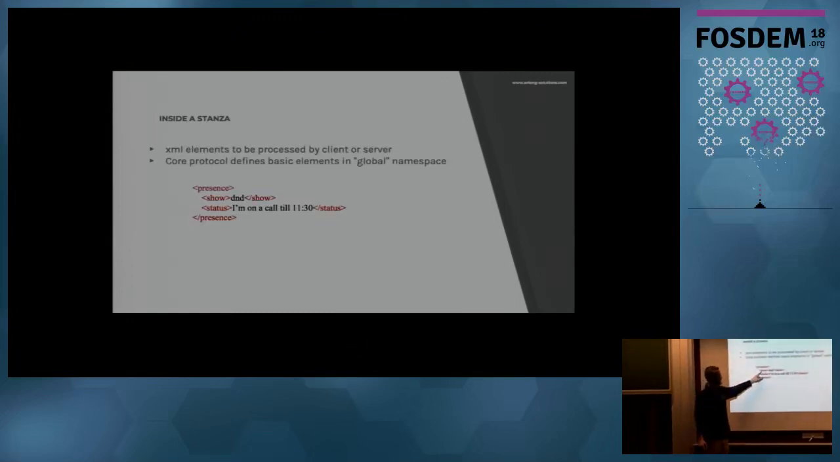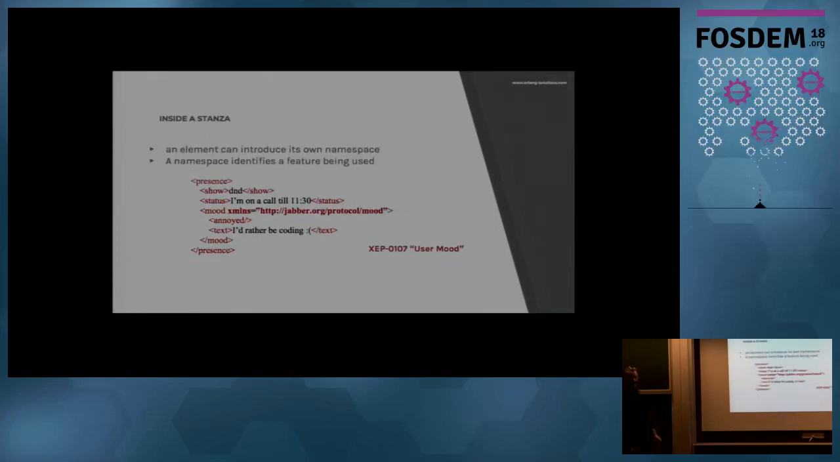There can be more. For example, this stands for do not disturb. This is some short comment: I'm on a call. So if your instant messaging client receives something like this, it will probably show you a little stop sign, like do not disturb, and this line underneath. And this is the core protocol. This is defined in very basic documents. This is the global namespace. Nothing fancy in this.